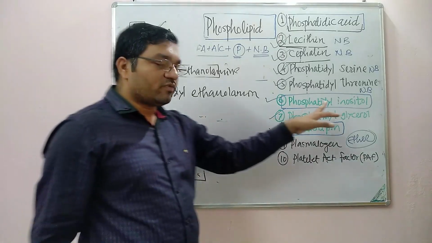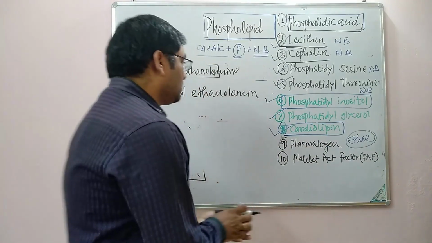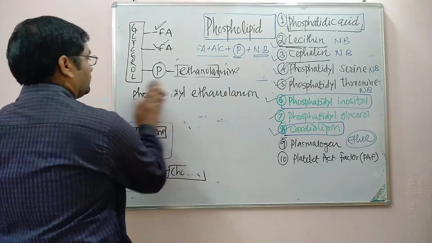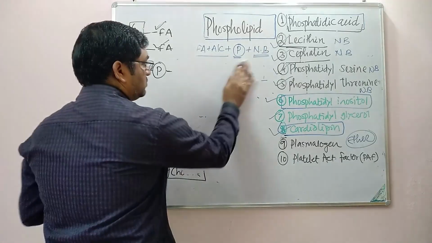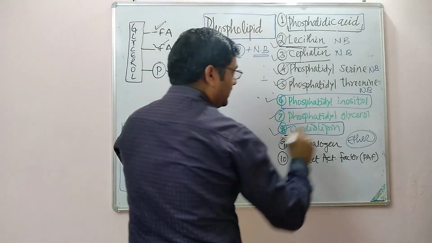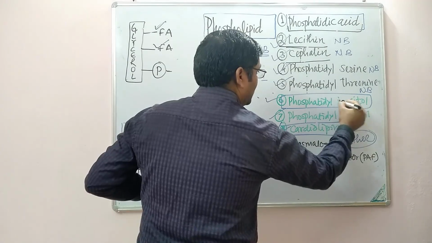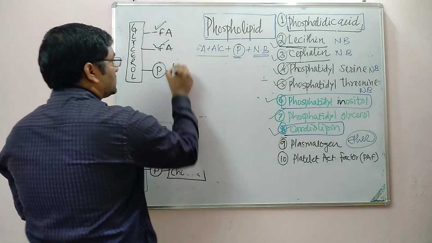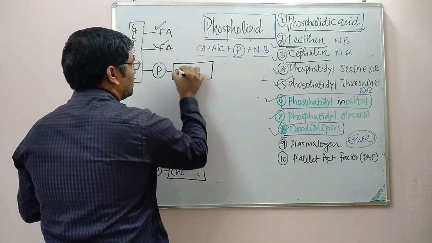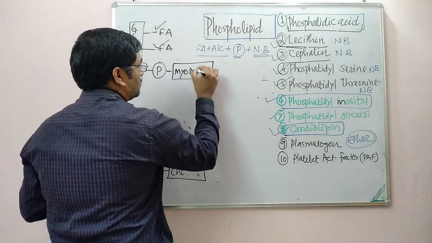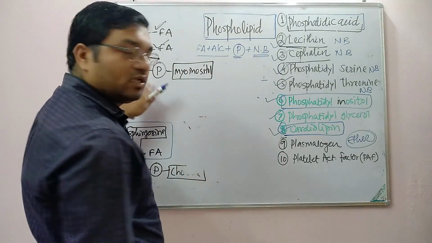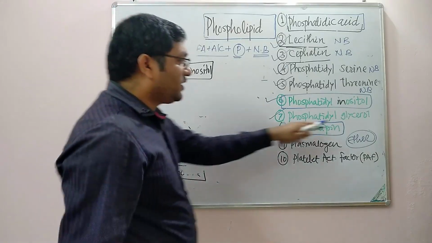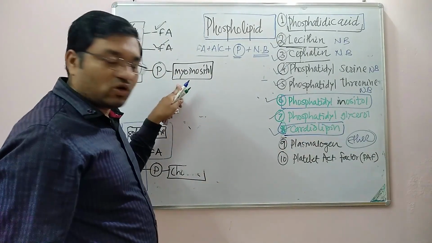Now coming to the phospholipids which do not contain nitrogen base. For example, phosphatidylinositol contains inositol, that is myoinositol. This is the structure of phosphatidylinositol. Then in phosphatidylglycerol, there is an additional glycerol here.